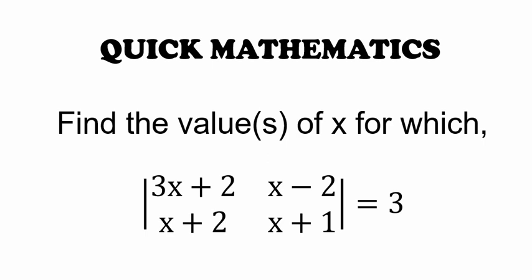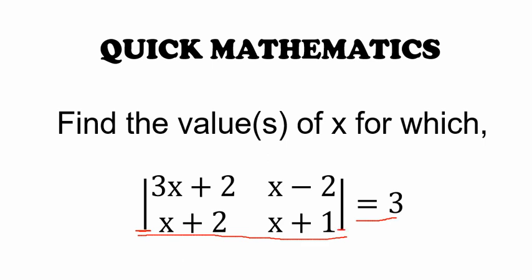Find the value or values of s for which this equation is equal to 3. The symbol used here indicates the determinant of a matrix. So this problem is on determinant. This symbol of absolute value clearly indicates determinant.